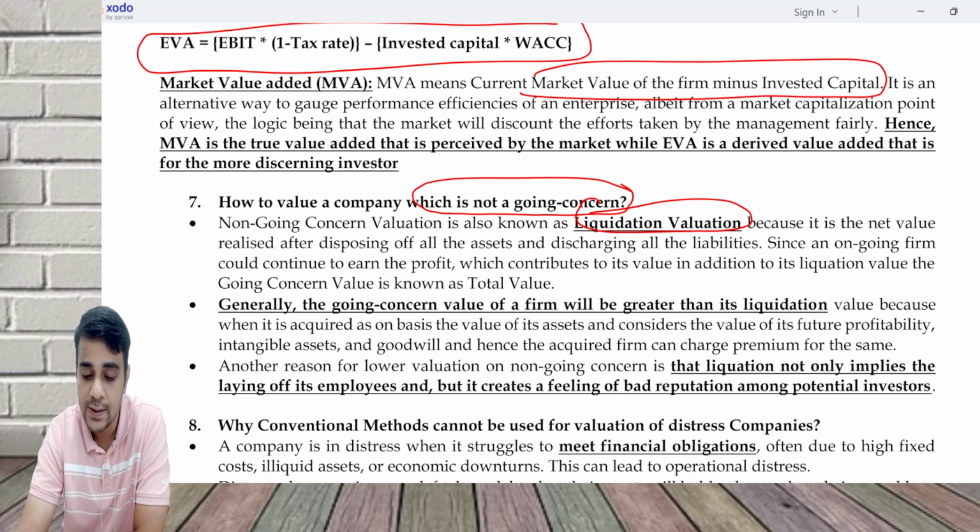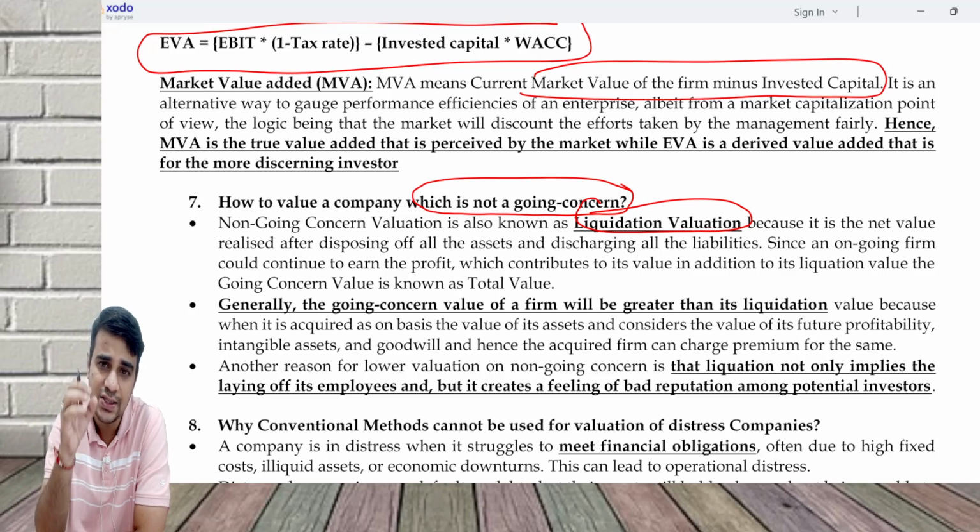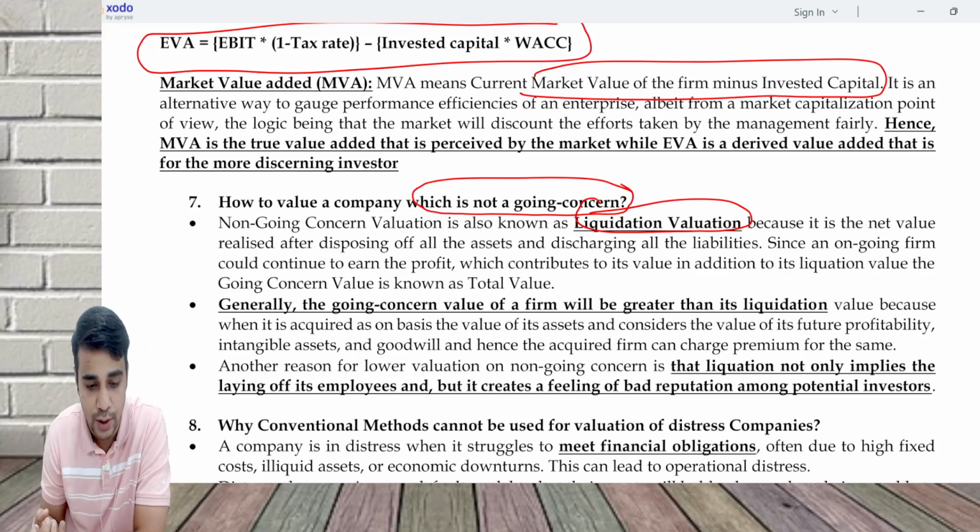Normally your going concern value will be greater than the liquidation value, because under going concern you are considering the future profitability. Also, whenever you are doing a liquidation value, there is always a distrust among the market for this company. The market is not feeling this to be a good company. There is a bad reputation which has been created. When a bad reputation gets created among the investors and the employees, naturally the value will get impacted.